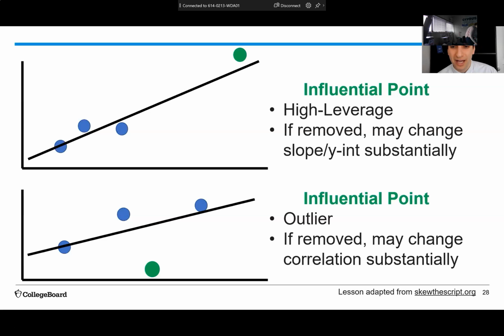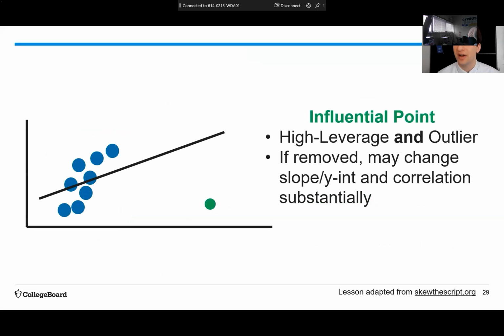Here's an influential point at the bottom model that's an outlier. It's not a high leverage point. And if removed, we believe it would probably change the correlation substantially. And here's another kind of influential point where it's both a high leverage point and an outlier, has an unusual x value and an unusually high magnitude residual. If removed, we believe it would probably change the slope and the y-intercept substantially, as well as the correlation.